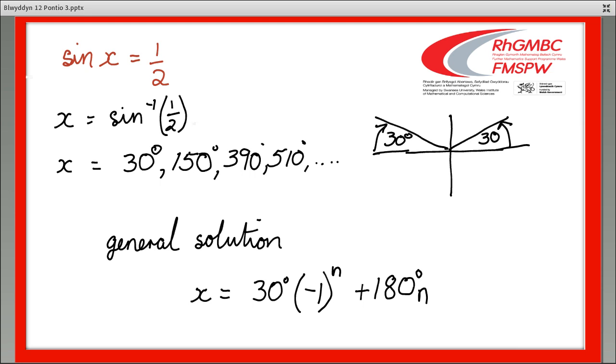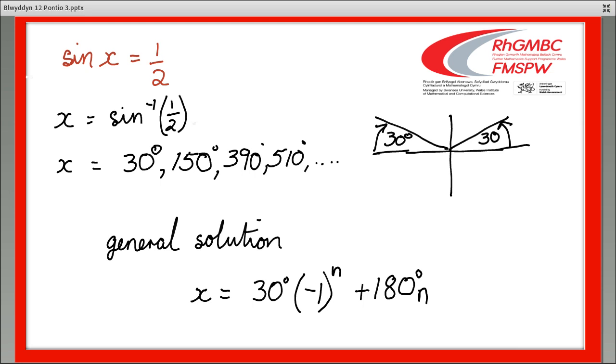Now that's obviously quite a tricky one in terms of the minus 1 to the power of n. So you need to go away and just look at that. You will meet this again. You will be taught this again. But it's just nice to have a look at it and see exactly where everything comes from.